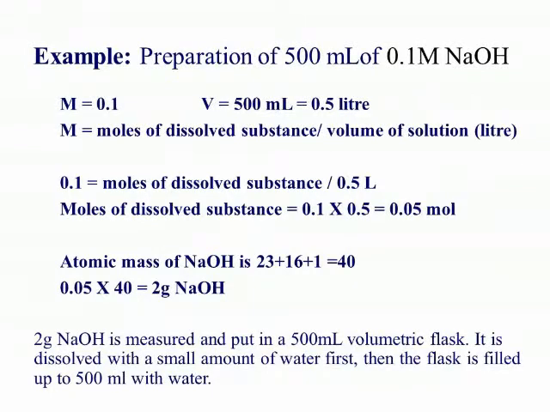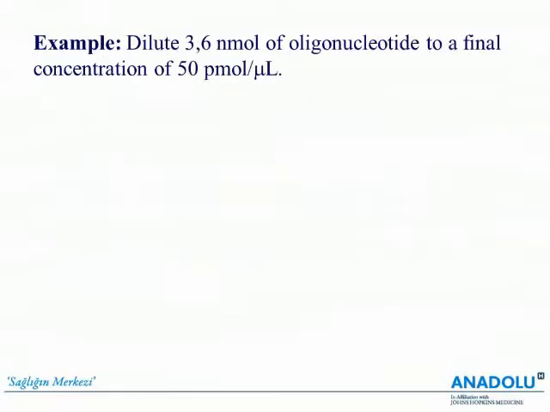And then in a volumetric flask, we have to fill it up to 500 milliliters. One thing we should be careful about is that we shouldn't fill it up to 500 milliliters immediately when we are back there in the lab. We should first dissolve the 2 grams in a smaller amount and then fill it up to 500 milliliters in the volumetric flask. Let's try a more specific example that we could use in the molecular pathology laboratory.